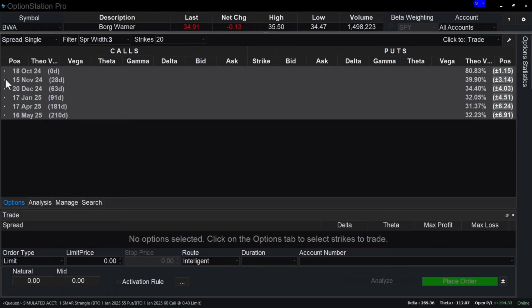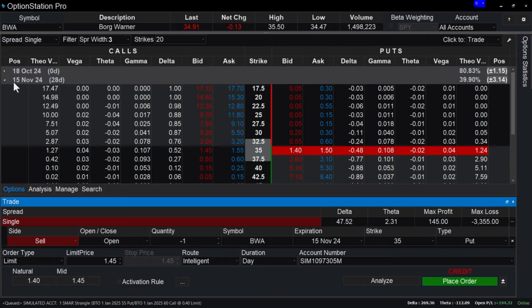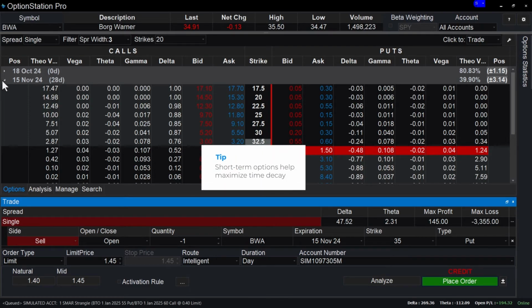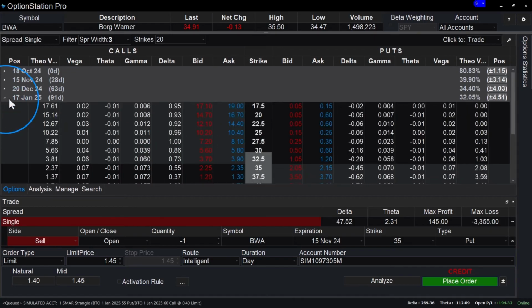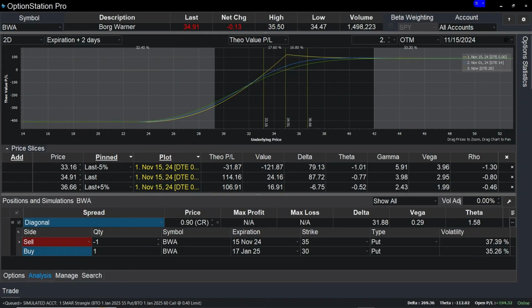With possible support at $34, we choose to sell the November 15, 35 strike puts with only 28 days to expiration, which will help maximize time decay. To limit the risk, should the put expire in the money or be assigned, we will buy the January 17, 30 put. We now have a bull put diagonal spread open for a 90-cent credit.